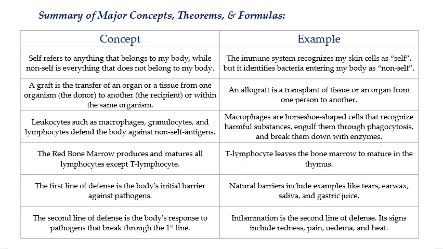The concepts covered in this worksheet are: self refers to anything that belongs to my body, while non-self is everything that doesn't belong to my body. A graft is the transfer of an organ or a tissue from one organism, which is the donor, to another, which is the recipient, or within the same organism. Leukocytes such as macrophages, granulocytes, lymphocytes defend the body against the non-self antigens. The red bone marrow produces and matures all lymphocytes except T lymphocyte.